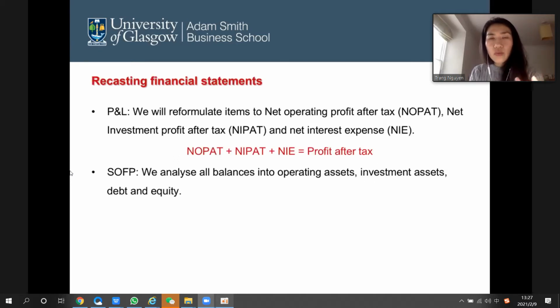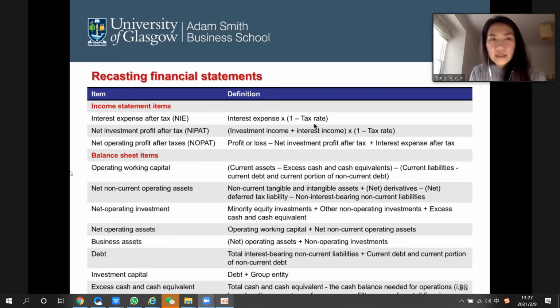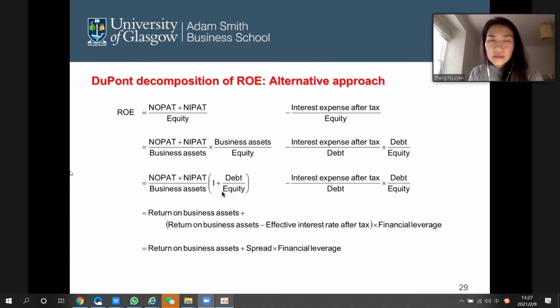So when we split it, we recast, in general that term is recast, and then we recalculate the return on equity. And here's the formula to calculate the return on equity based on the recast formula. Here is the formula of the alternative approach. We can see now it's quite different, right? We can see the return on business assets and the effects from the interest rate after tax and financial leverage here. So in general, we have return on business assets plus spread times financial leverage.